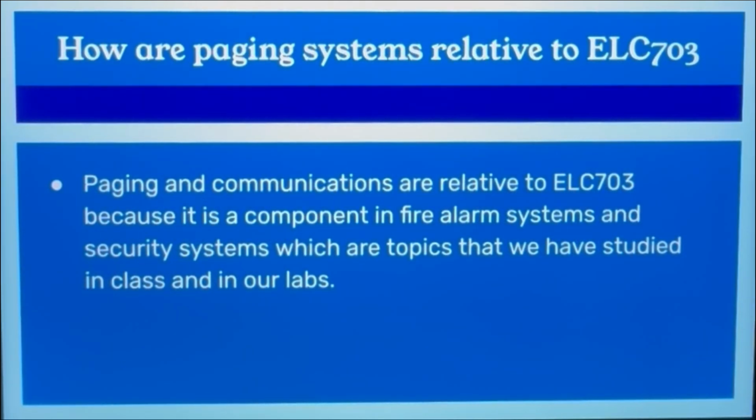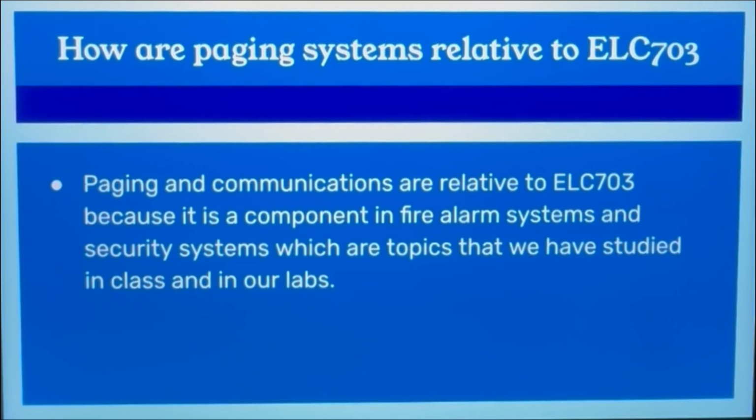Paging and communication systems are relative to ELC-703 because it is a component in fire alarm systems and security systems, which are topics that we have studied in our class and in our labs. Paging systems are relative to fire alarms because in emergencies, paging systems can relay vital safety instructions quickly and effectively. They cut through ambient noise, ensuring that crucial information is heard and acted upon quickly.